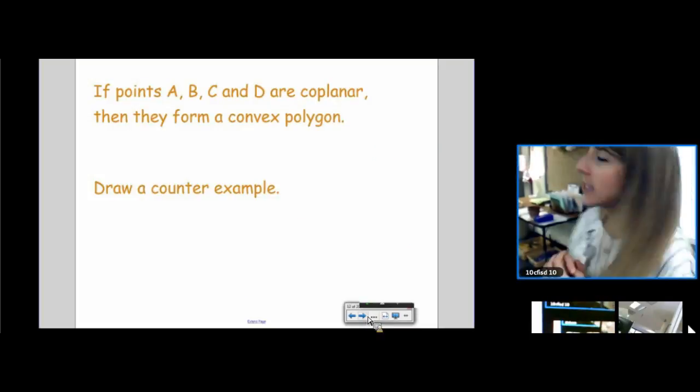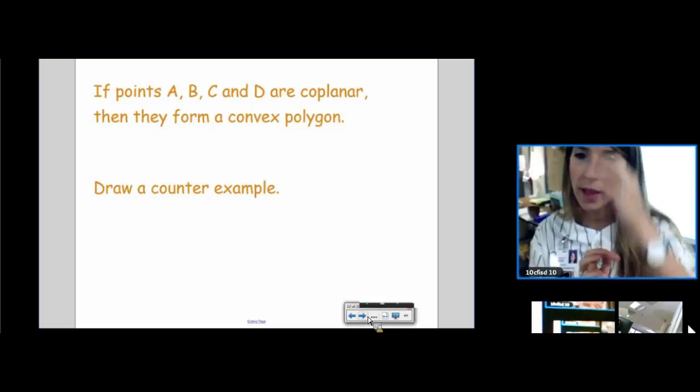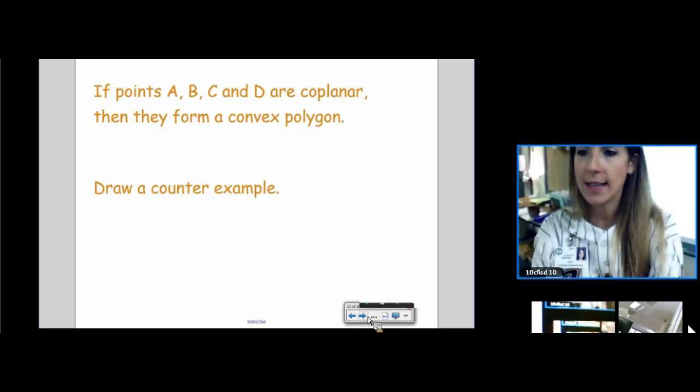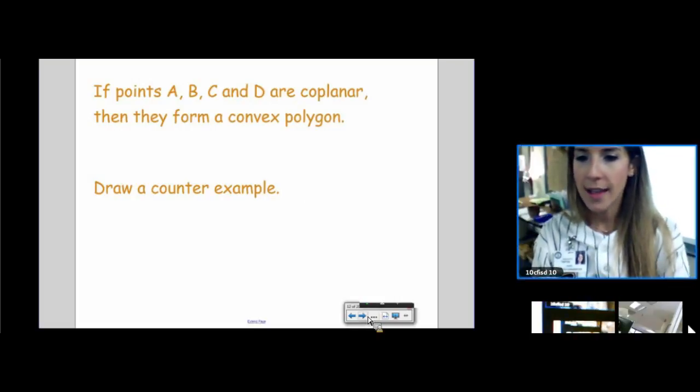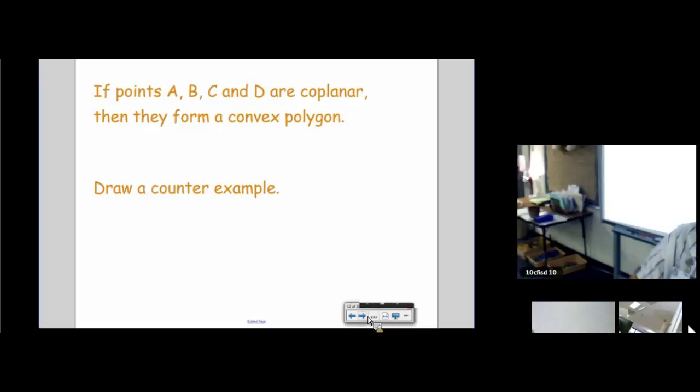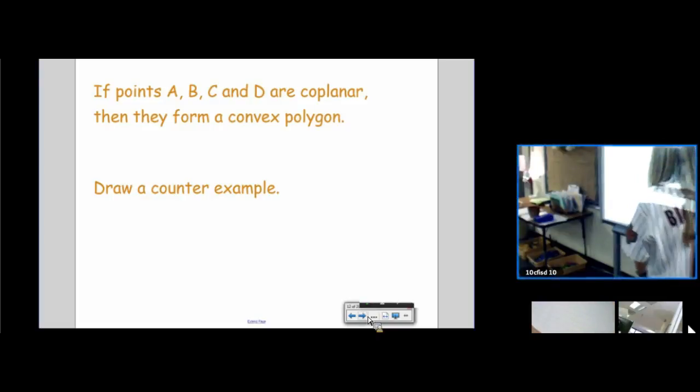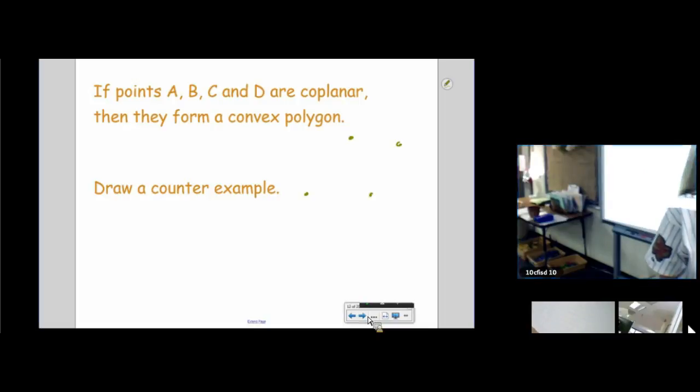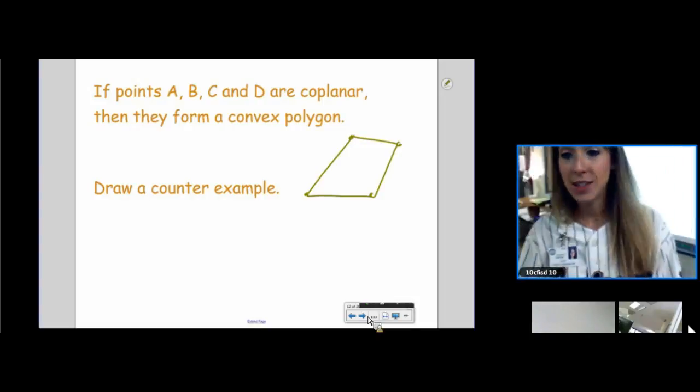Alright, if points A, B, C, and D are coplanar, then they form a convex polygon. Draw a counterexample. So you would start off like this. You would put points A, B, C, D, whatever you want. You would connect them, and you're like, oh, well, that forms a convex polygon. So that makes my sentence true.